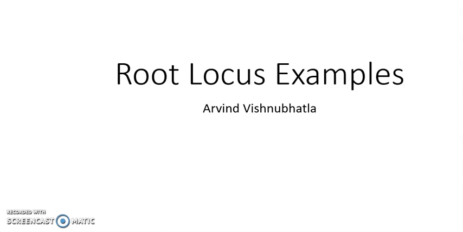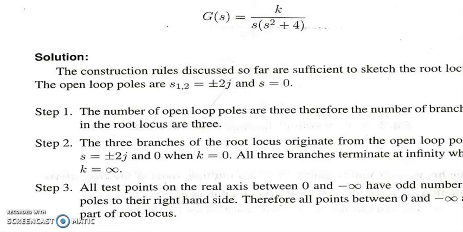We have some root locus examples here. Let us sketch the root locus for a unity feedback system with an open loop transfer function G(s) = K / (s(s² + 4)). We have discussed a set of rules for the construction of the root locus.